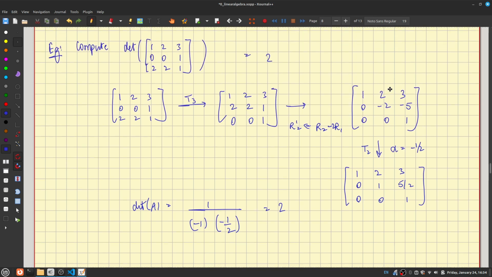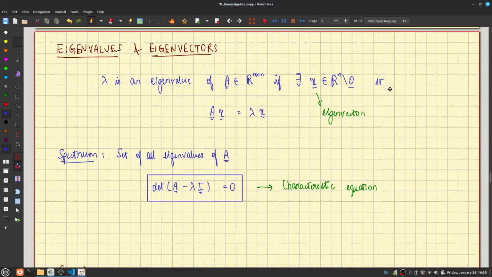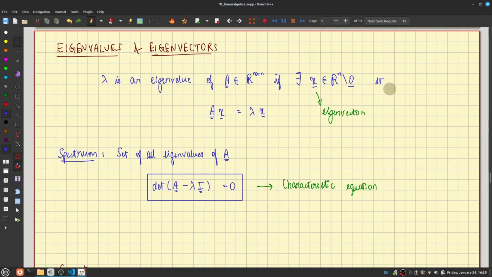All right. So we've seen what the determinant is and how to compute the determinant efficiently. So now let's change perspectives and look at eigenvalues and eigenvectors. Recall that a real number lambda is an eigenvalue of an n by n matrix if you can find a non-zero vector x such that A times x is equal to lambda times x. Any such vector x is called an eigenvector corresponding to the eigenvalue lambda. And the set of all eigenvalues of a given matrix is called the spectrum of the matrix.